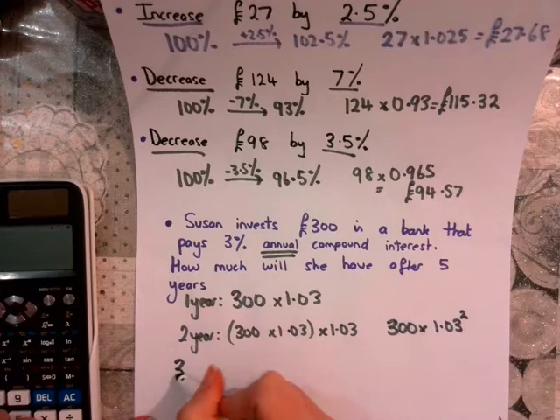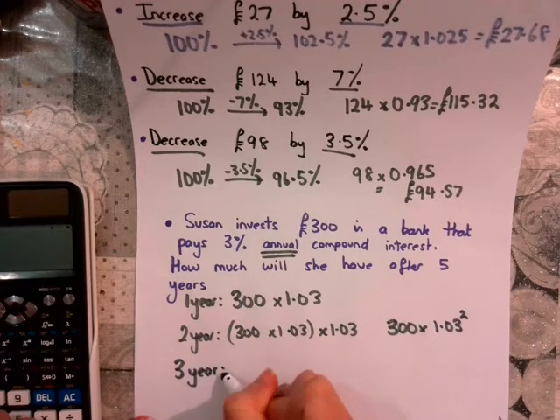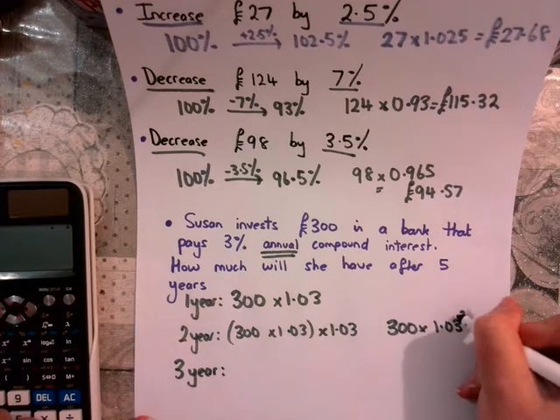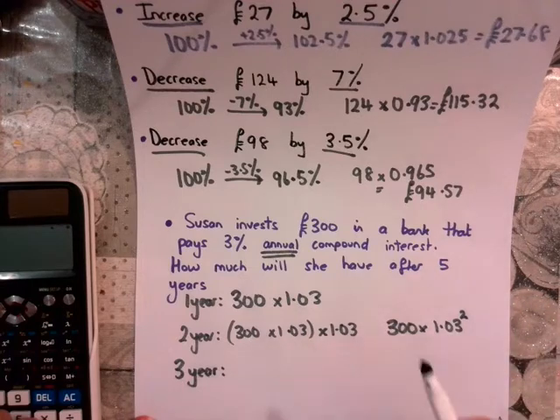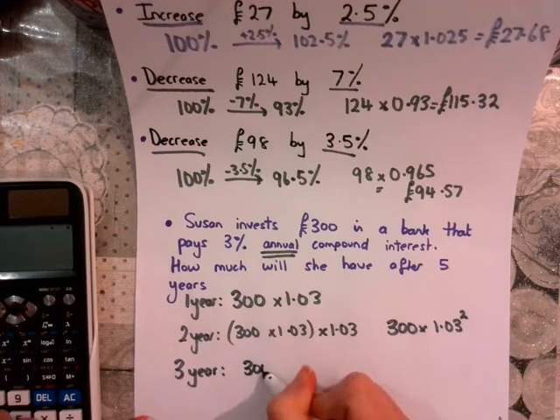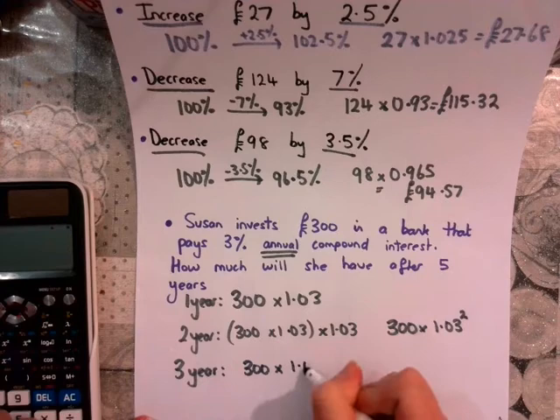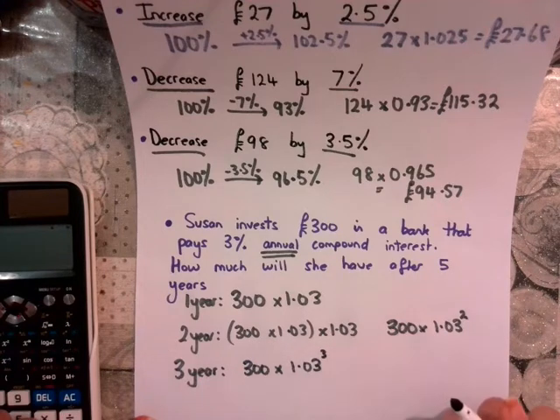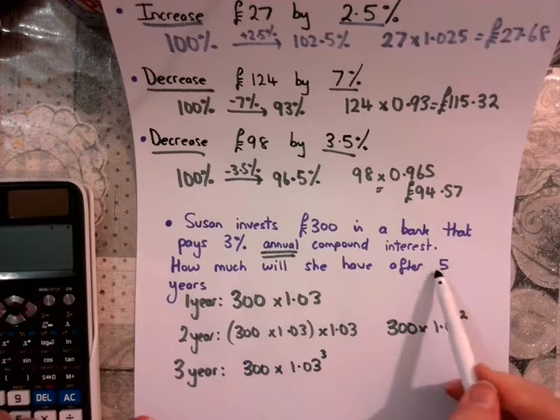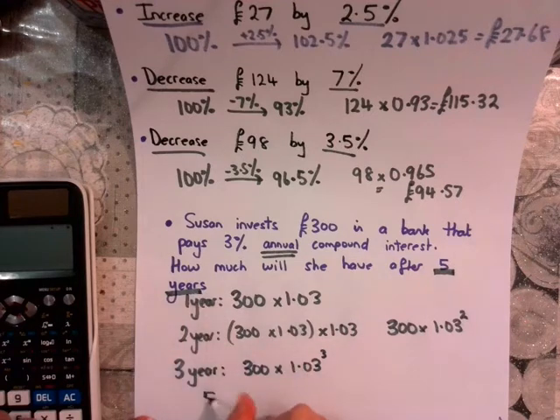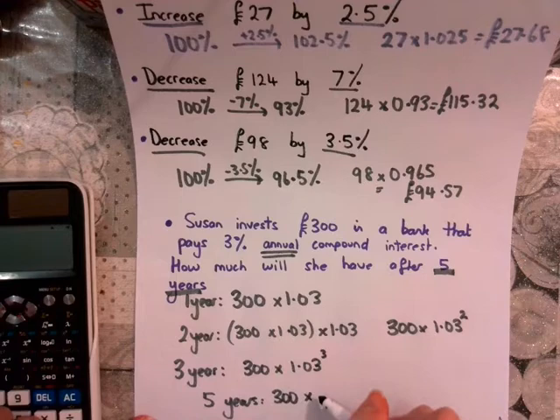So if I was doing it for 3 years, the trick is the power here is always the number of years. So if I'm now doing it for 3 years, I would do 300 times 1.03 to the power of 3. And so going back to the question, which is 5 years, I would do 300 times 1.03 to the power of 5.